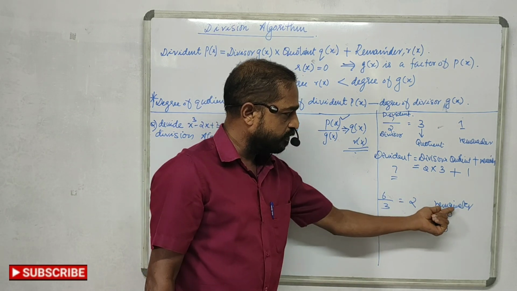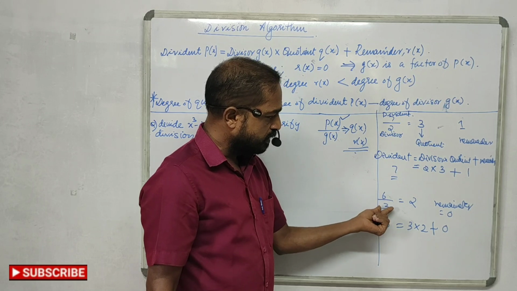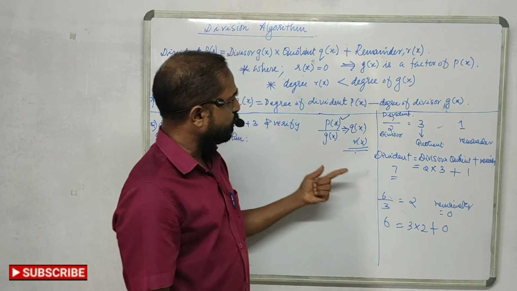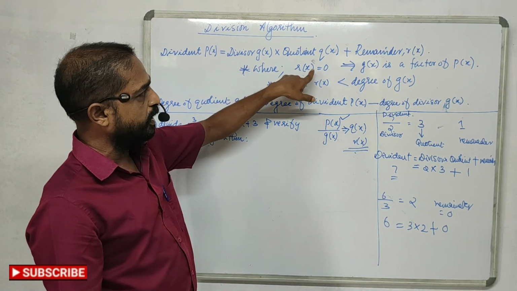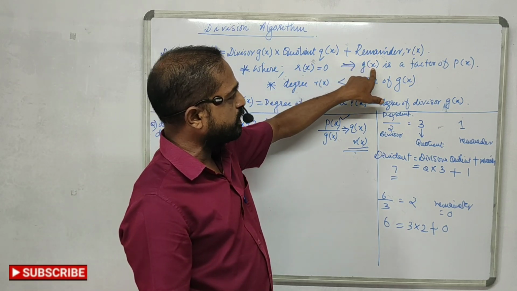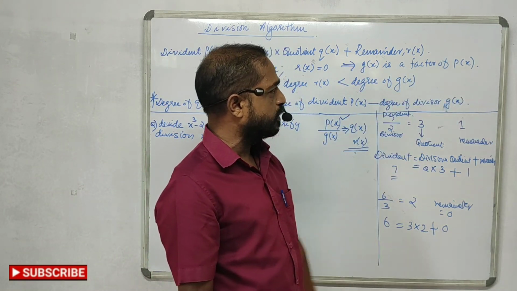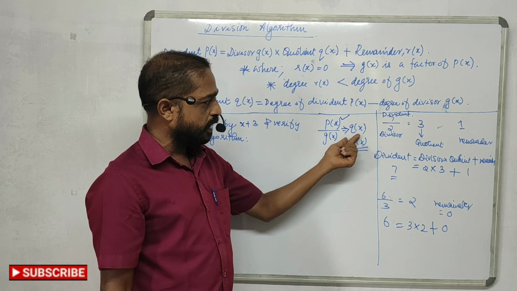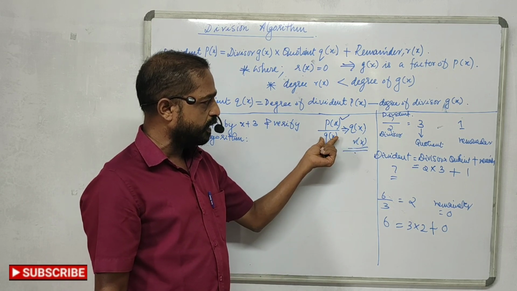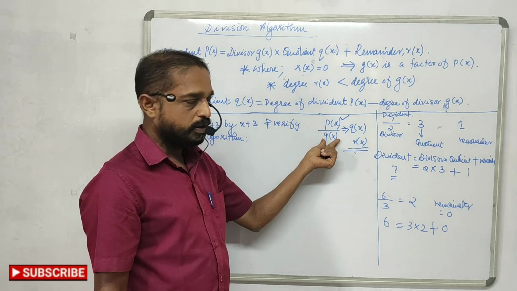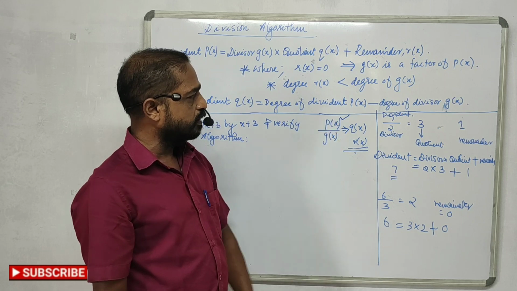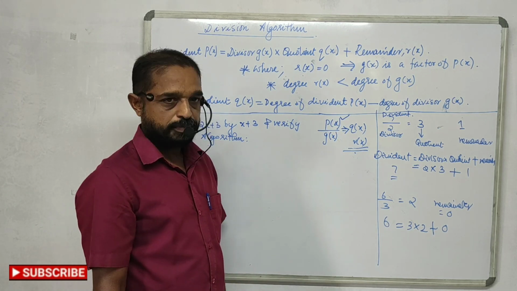So here we got the remainder as 0 because 3 is a factor of 6. So if the remainder is equal to 0, then we can say that g of x is a factor of p of x. If the remainder r of x is 0, then what does it mean? The polynomial g of x is a factor of the polynomial p of x.